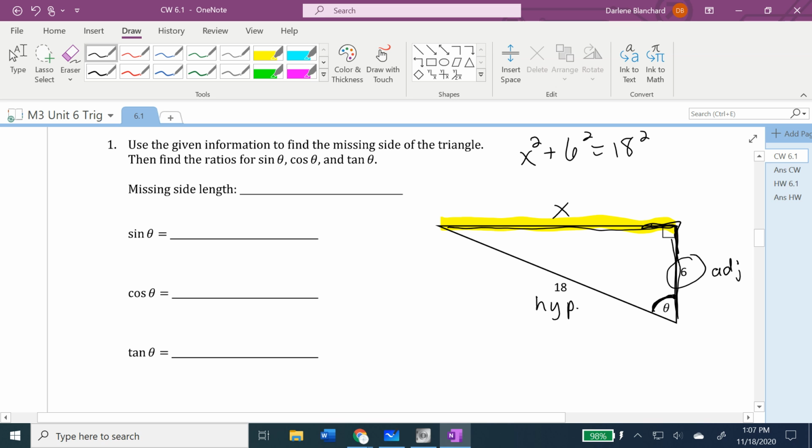So when I go to write cosine, which is the adjacent side divided by the hypotenuse, I would start by writing 6 over 18 and then just reduce it. And 6 times 3 is 18, so that reduces to 1/3.